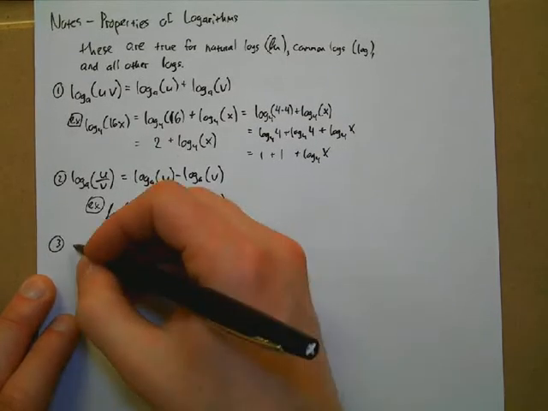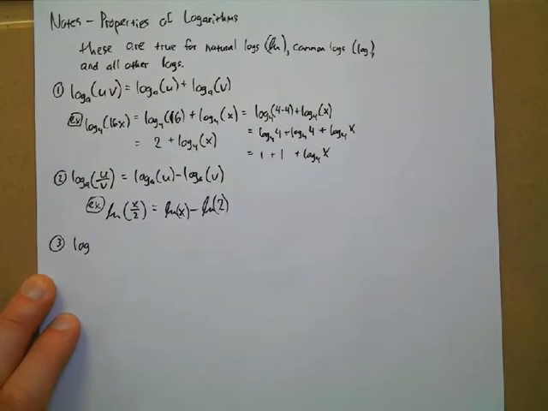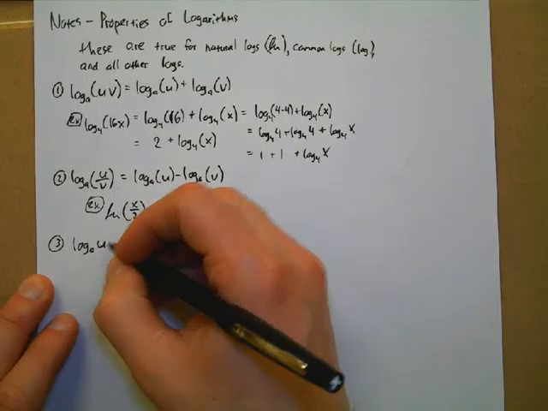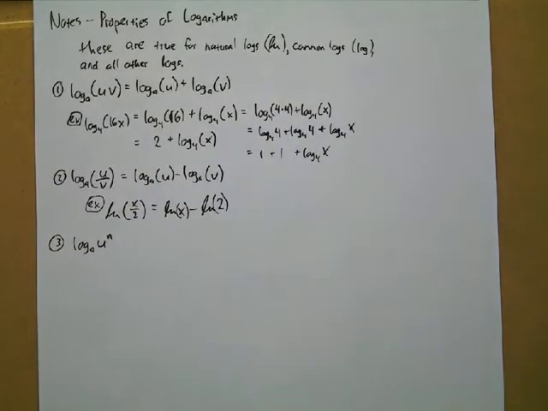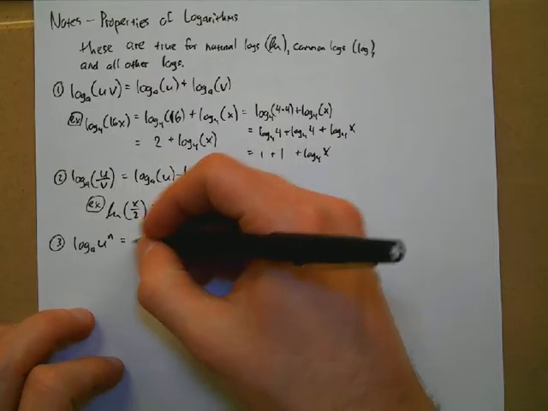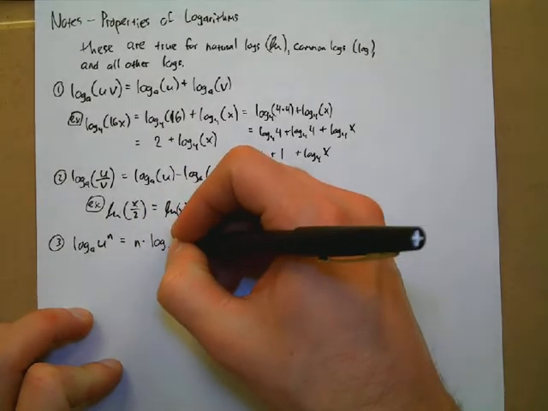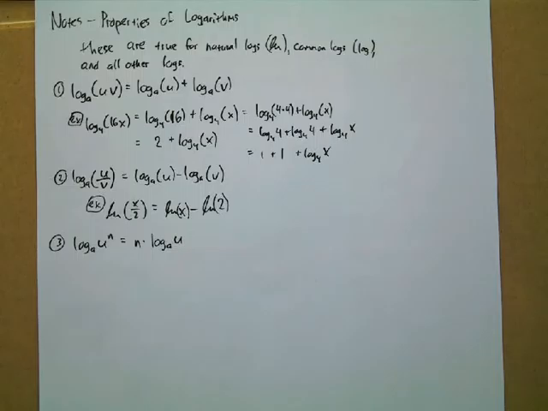One more major property here. Log base a of u to the n power. And really this number 3 property follows from number 1. Because u to the n is really just repeated multiplication of u. But what it results in is n times log base a of that u. So we can take that exponent, u to the n, and move that out front.